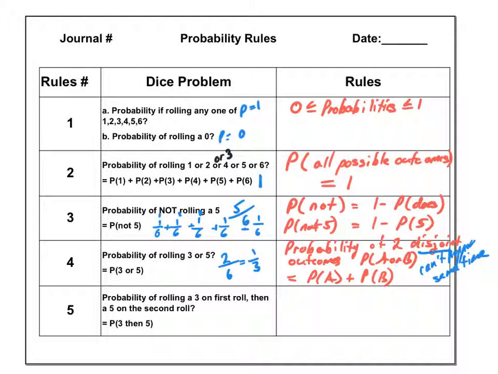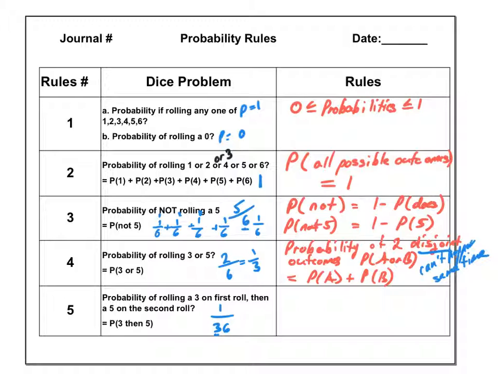Okay, last one. The probability of rolling a 3 on the first roll, then a 5 on the second roll. A 3 and then a 5. What did you guys get for that probability? A 3 and then a 5. 1/36. Yeah, I'm going 1/36. Answer's 1/36.